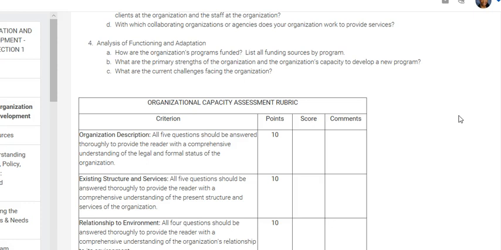So that's an overview of week 2. If you have any questions, please email me as quickly as possible, and we will try to get those questions answered. I look forward to reading your posts and reading your papers for week 2.